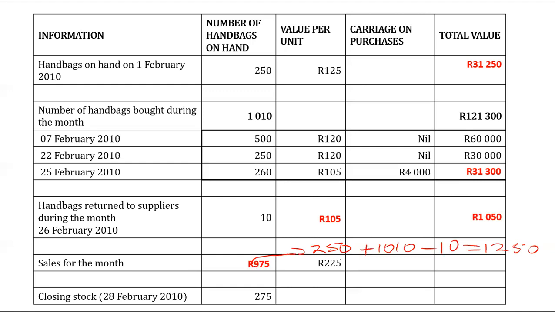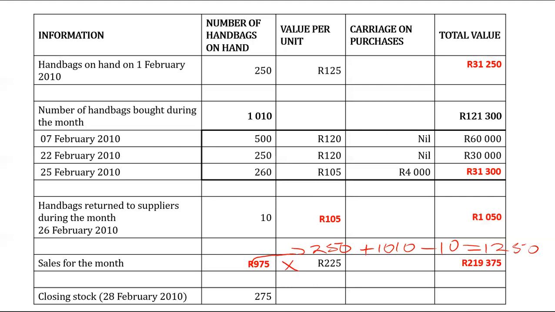975. You were given the selling price per unit. So to get your sales, you will simply take these two amounts and multiply them together. Your sales in this scenario will be 219,375.